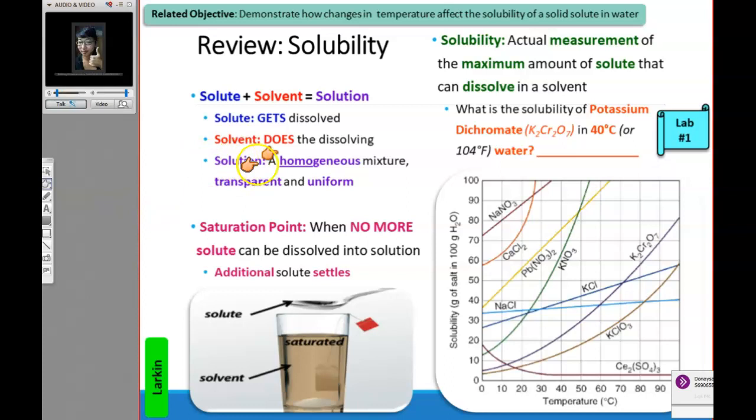In the chat box, yes, homo means same, and so it looks the same throughout. That is what the word uniform means. It looks the same throughout. If you took a sample from the top of the solution, from the bottom, from the left, from the right, from the center, it all looks the same, okay?